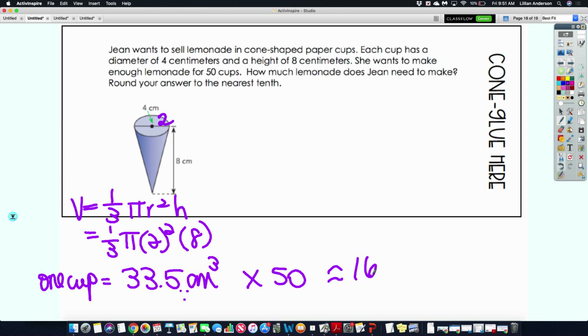167. So 1675, so about, yep. Oh, we have to round to the nearest 10, sorry. I'm so used to doing it. When it says it's something different, it always throws me off. So 1675.5.